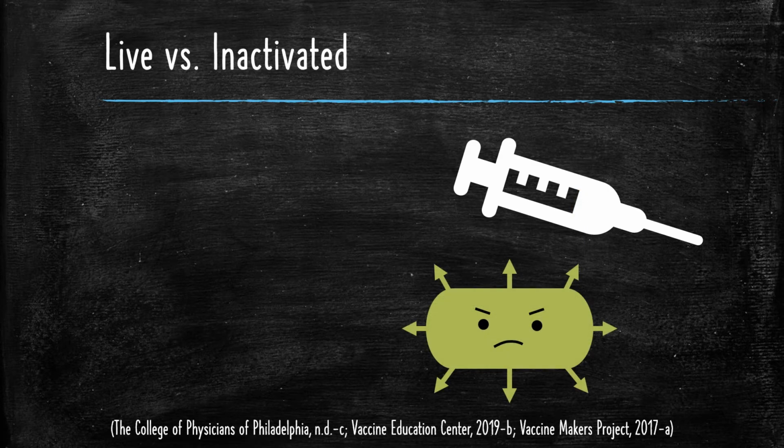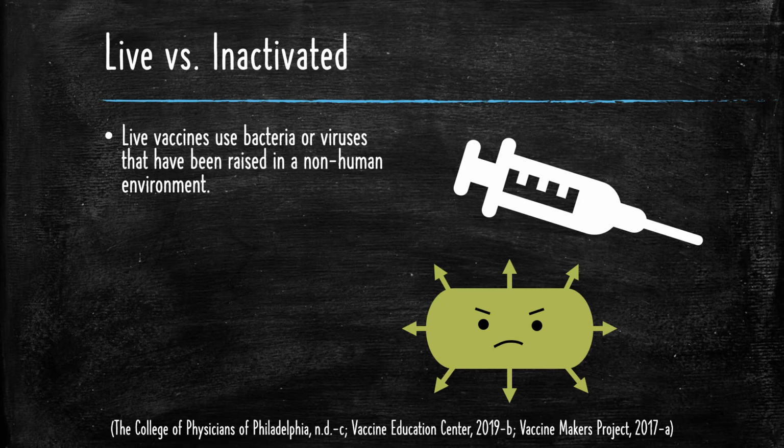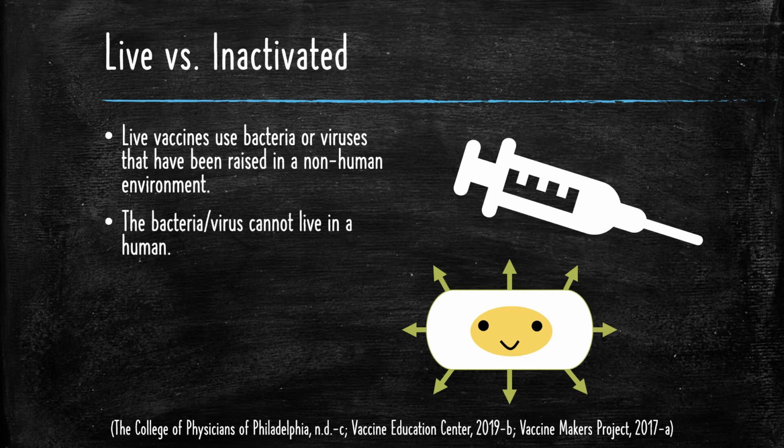So what are live vaccines? Live vaccines use a bacteria or a virus that have been raised in a non-human environment. Usually this is on egg proteins. So the virus or bacteria has lived multiple life cycles, only reproducing in egg proteins. This means that the bacteria or virus cannot live in the human environment. It has to have those egg proteins to reproduce.